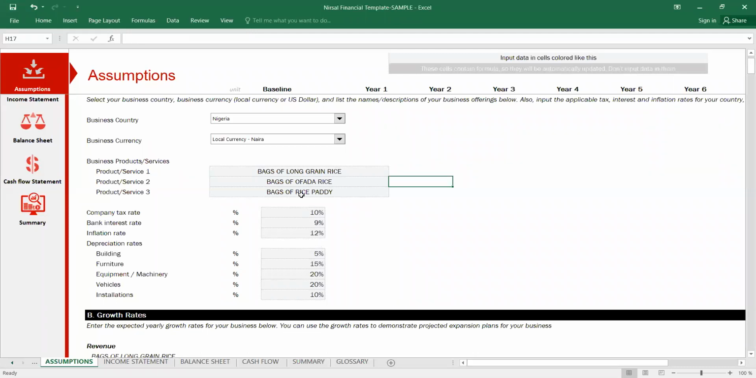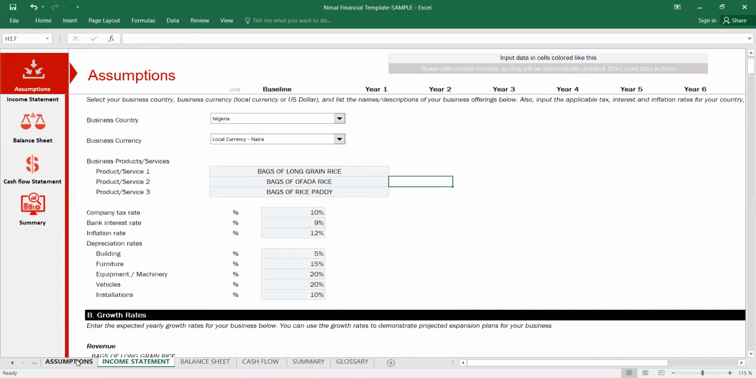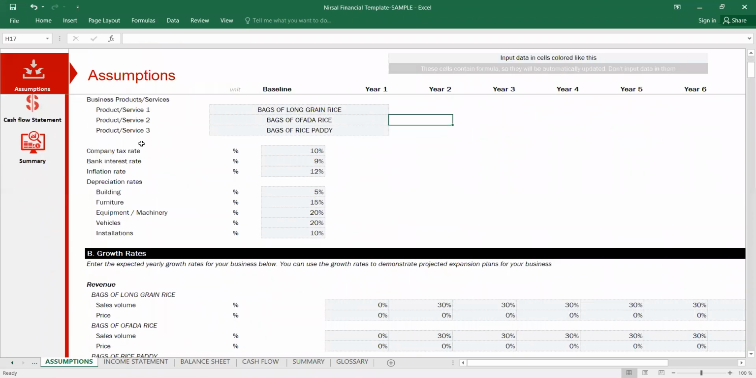So now, by the time you see this, come and see the impact on the income statement. Under income statement, look, it has appeared here: bags of rice, bags of other rice, bags of rice paddy. Now go back to the assumption. Company tax rate: you can leave this the way you met it, or you can adjust the rate to your industry standard.